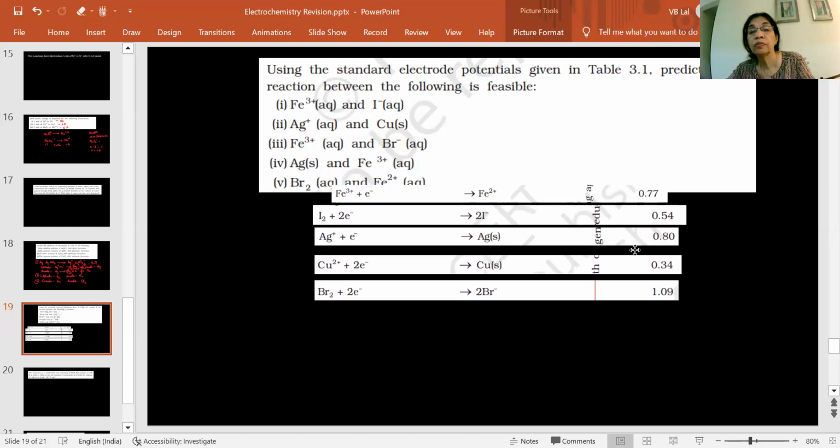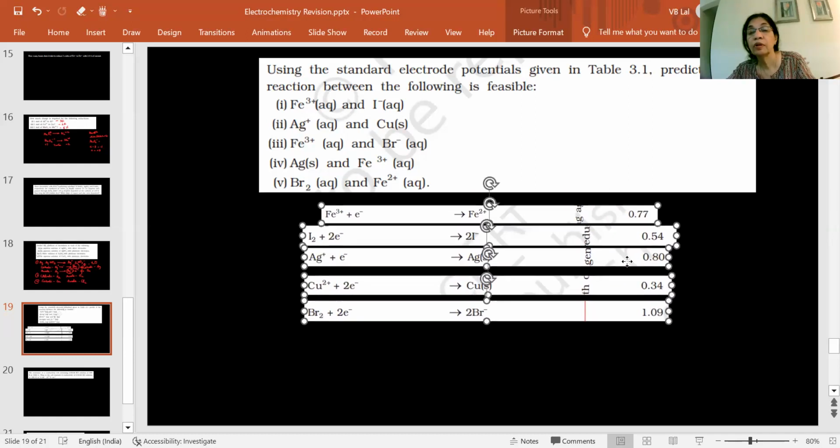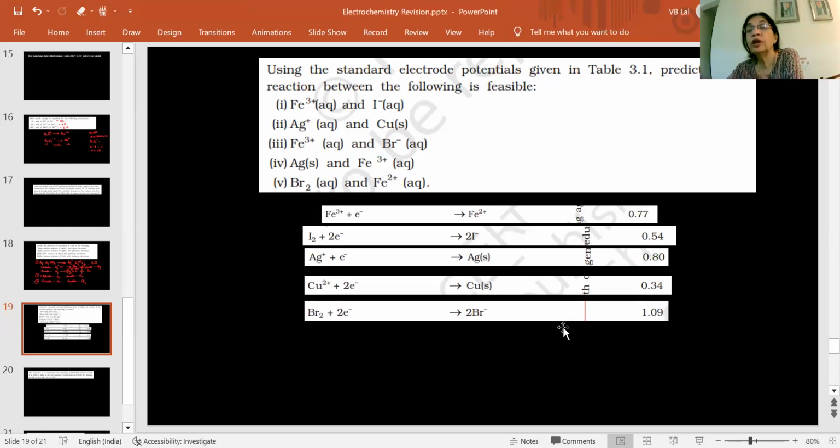Okay. So now they were asking to use table 3.1. I have kept the values here, and using these values, you have to find out which reaction is feasible and which reaction is not feasible. So we'll do each reaction one by one, Fe3 plus and I minus.